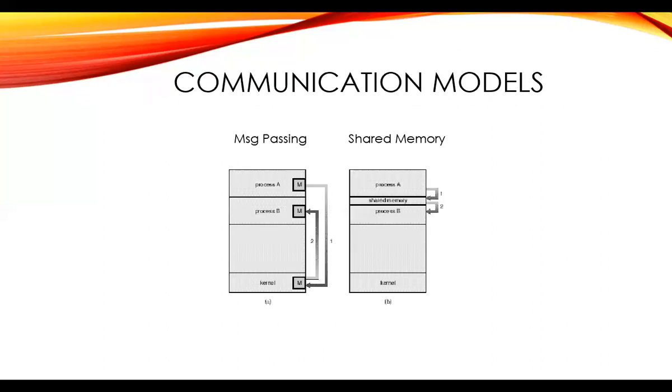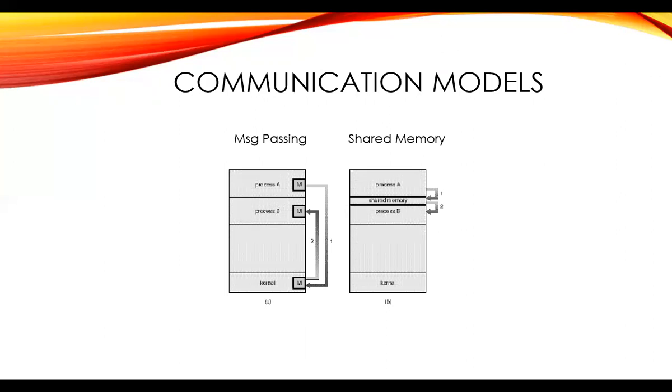Communication models. Communication models means the data is transferred between the operating system and the process, or between processes. Message passing means the message is passed between the program, that is the process, and the operating system. The operating system may give a command to the process, or the process may request some information from the operating system. These are message passing.